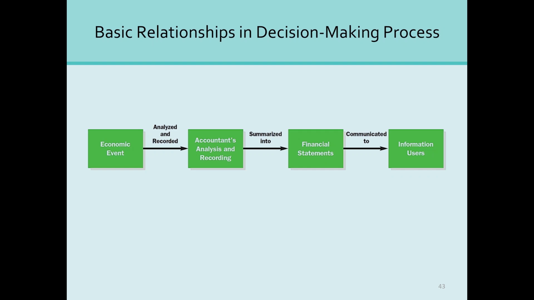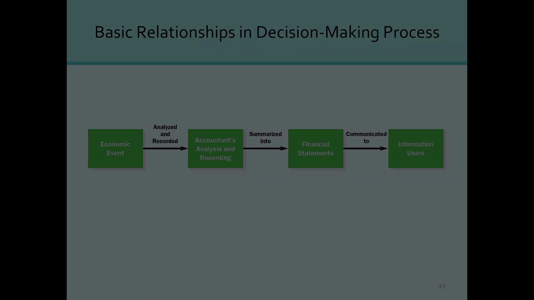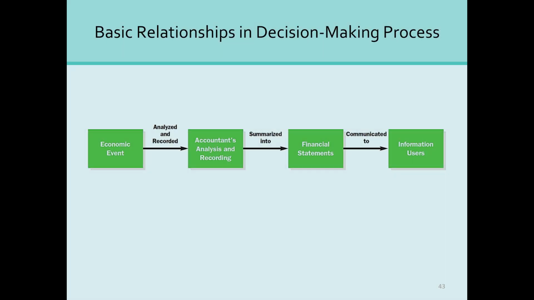So we have economic events which are analyzed and recorded. So we discussed this yesterday. Economic events are called what? Transactions, right? So transactions are analyzed, and what did we say? Marriage may be an extremely important event, but it's not a transaction. Transactions are analyzed and recorded, and accountants analyze, record them, summarize them into financial statements.